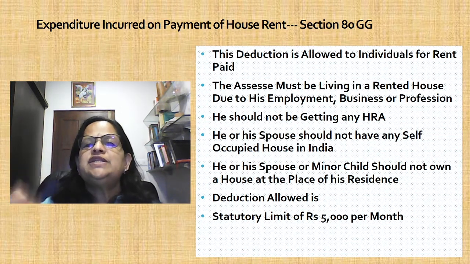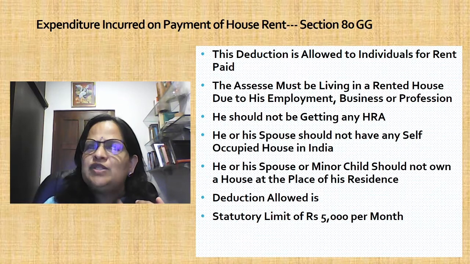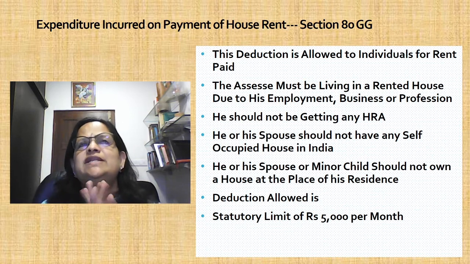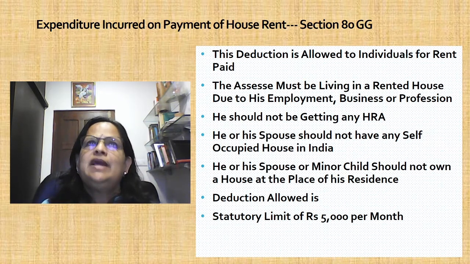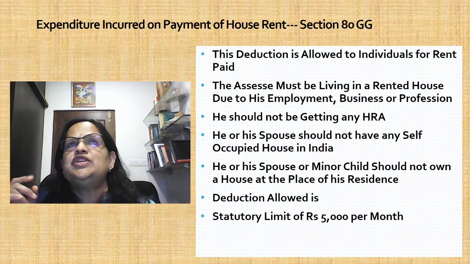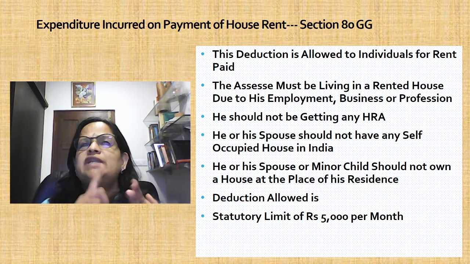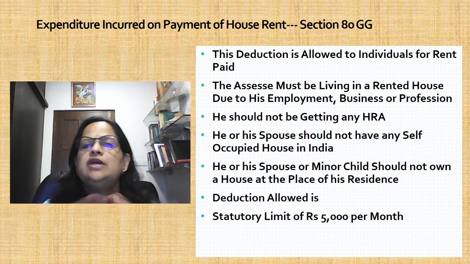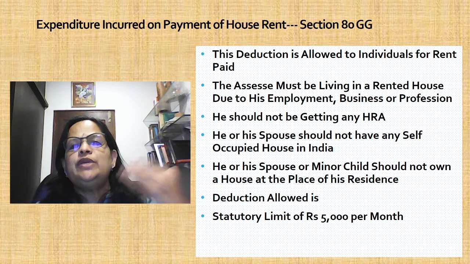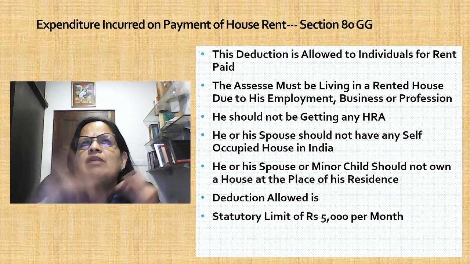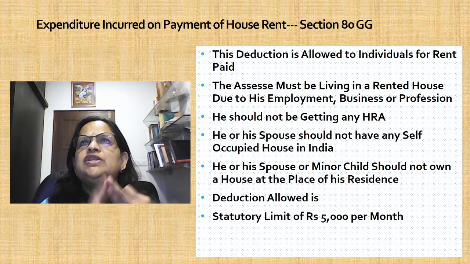So here deduction is allowed to individuals for rent paid. Here also one condition is there. The assessee or spouse or any minor children is not having any self-occupied property in their name or any residential house property registered in their name. At the same time, they are working somewhere else in another city, and there they are staying in rented accommodation. It can be for employment, business or profession. Then that rental payment they can claim as a deduction. So first thing you have to remember, deduction is allowed to individuals for rent paid. I told you the reason why. They are not living in their hometown, they are coming to a different city for employment, business or profession.